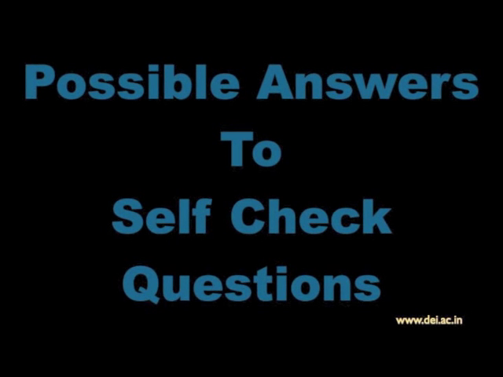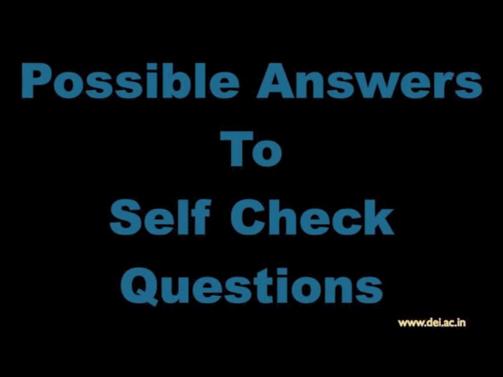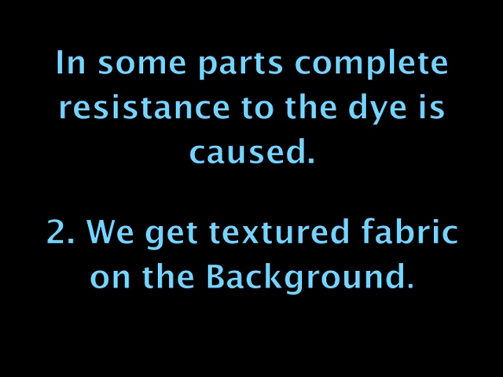Now let me give you the possible answers to the two self-check questions I had asked you. For the answer of the first question, marbling is a way of bunching up the cloth closely and binding with thread or string before being dyed, resulting in uneven dyeing. In some parts, complete resistance to the dye is caused. The second answer was, we get a textured fabric on the background.